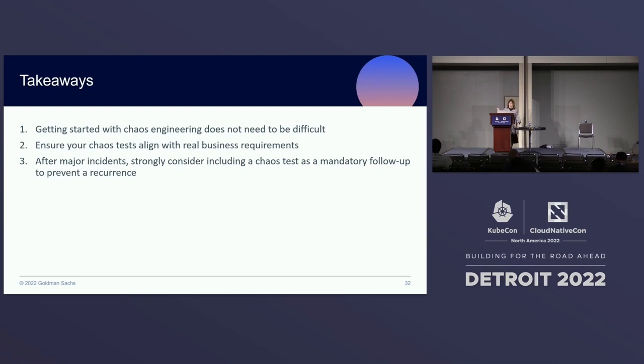So first of all, getting started with chaos engineering does not need to be difficult, doesn't require fancy tools. If you want to be successful, ensure that your chaos tests are aligned with real business needs and requirements. And three, after major incidents, strongly consider including a chaos test as a post-mortem follow-up to prevent a recurrence.